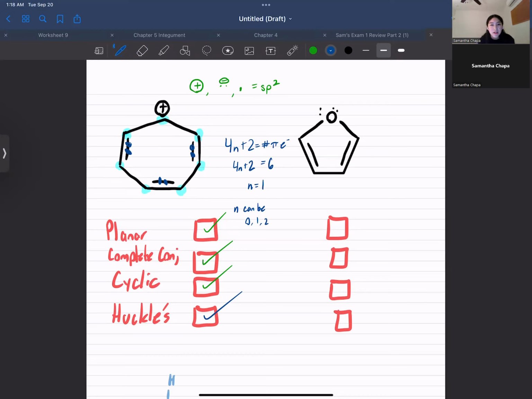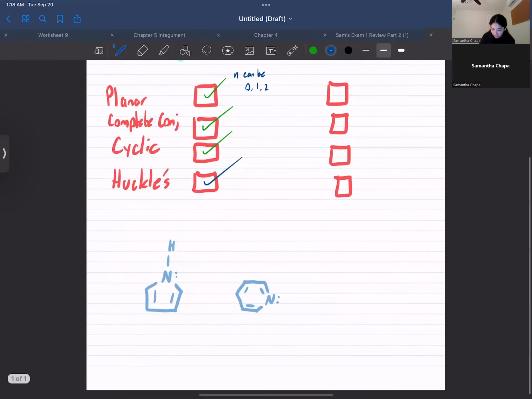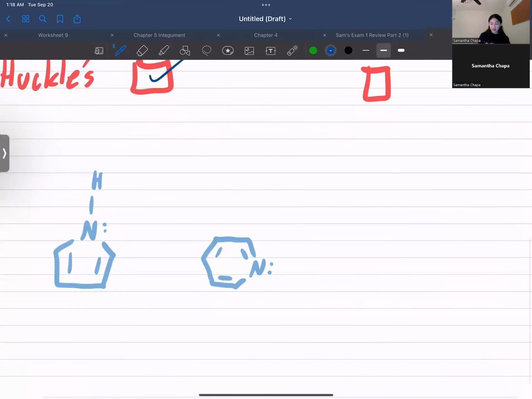What's going to help us out on this one, because this one might look a little bit confusing as well, is that I have two molecules right here: pyrrole and pyridine. Both of these are aromatic, but the key to this one is counting your pi electrons.